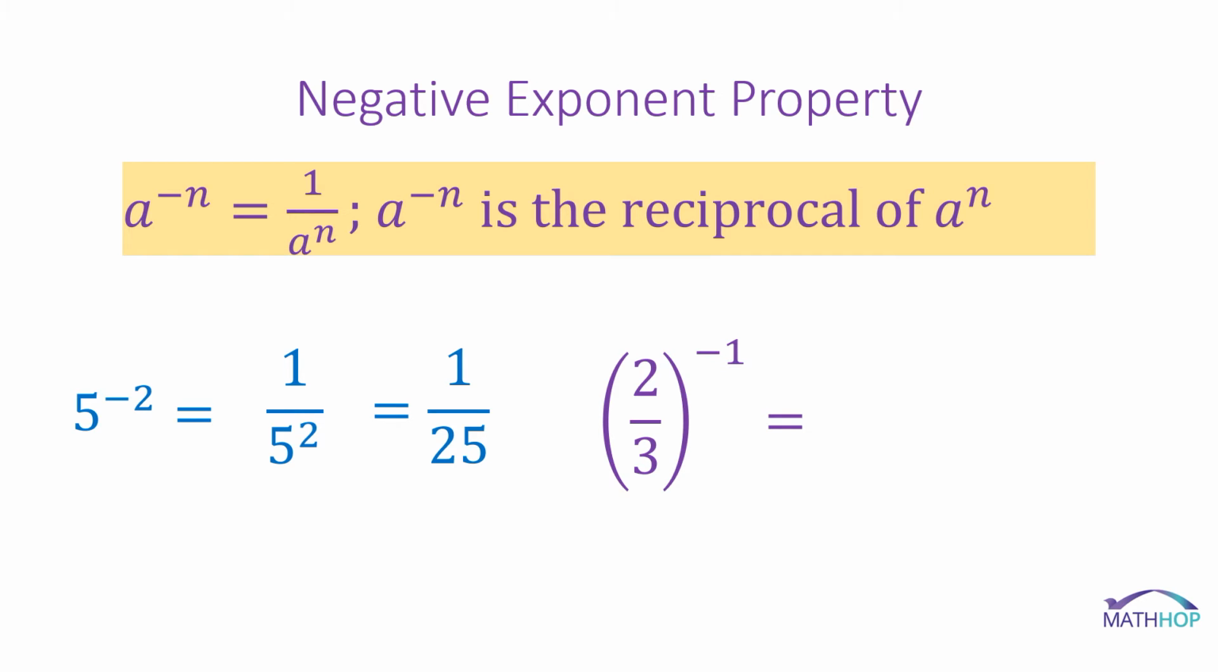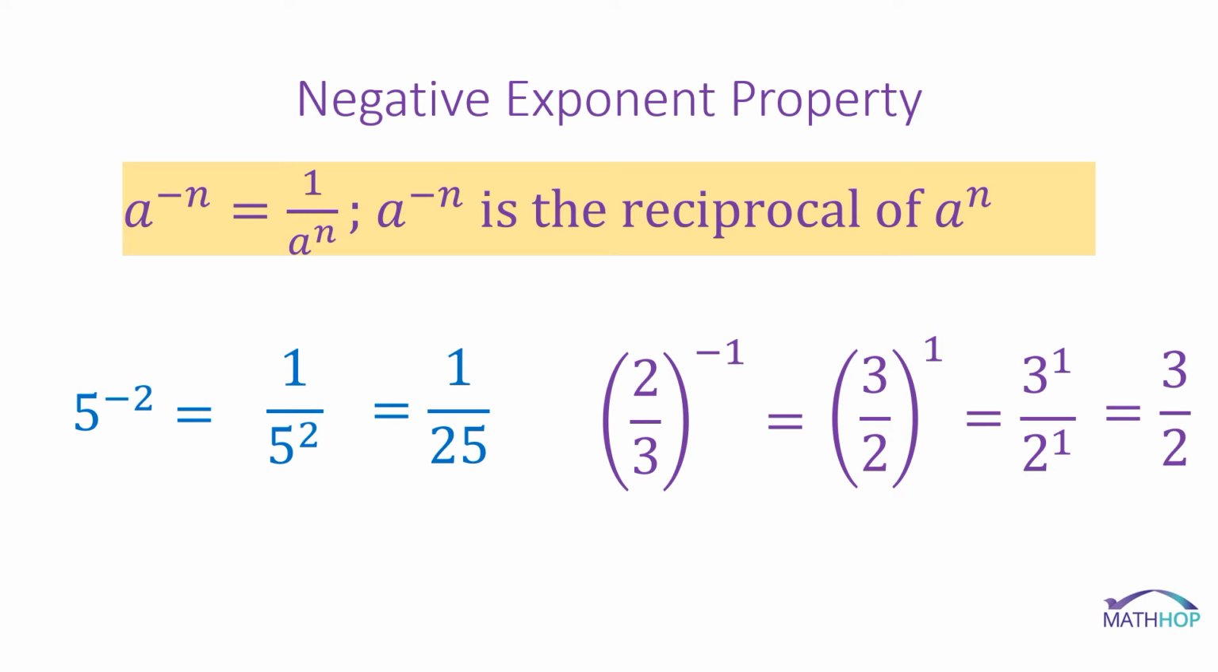So instead of doing 1 over, we could do 1 over 2/3, but 1 over 2 over 3 is ugly. We would just use the reciprocal. The reciprocal of 2/3 is 3 over 2. So this is equal to 3 over 2 to the first, which can be broken out as 3 to the first over 2 to the first, but nobody would do that because it's just 3 over 2.